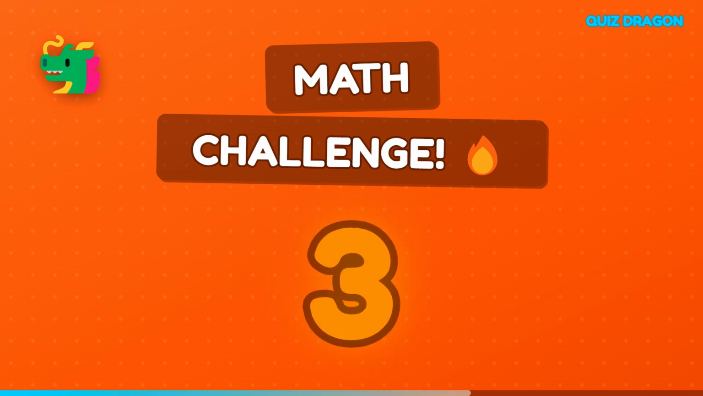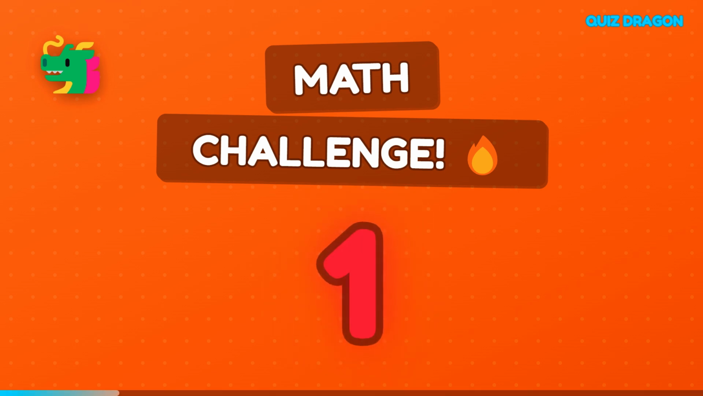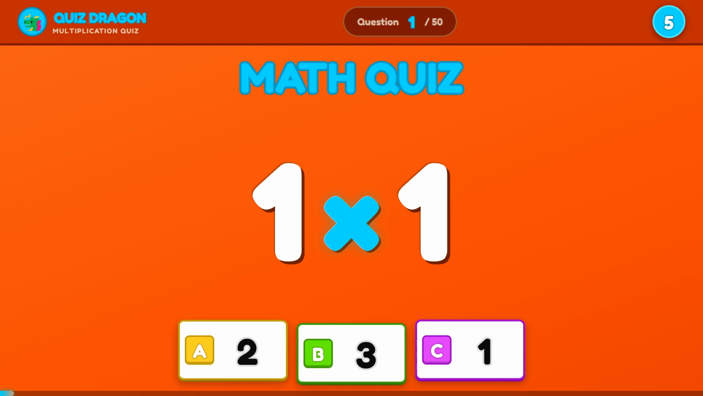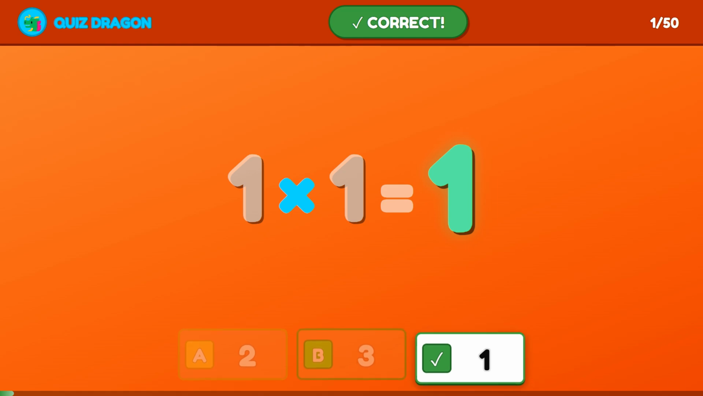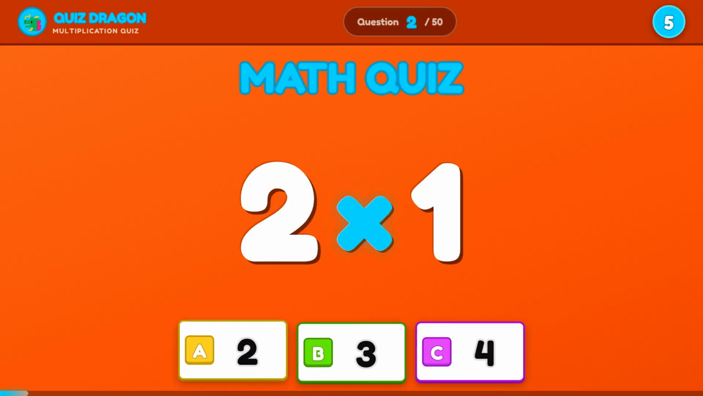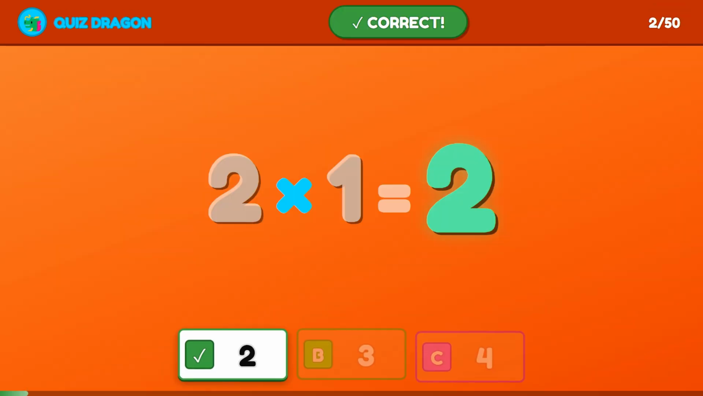50 multiplication questions. Go. Question 1. What is 1 times 1? The correct answer is C, 1. Number 2. 2 times 1 equals? The correct answer is A, 2.